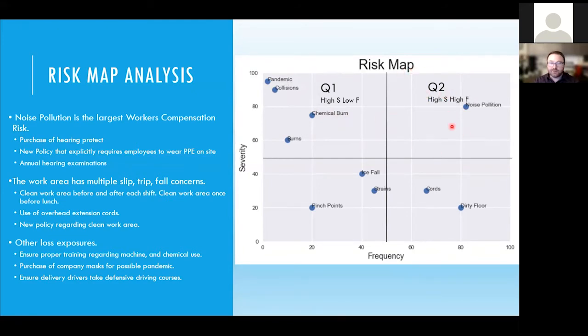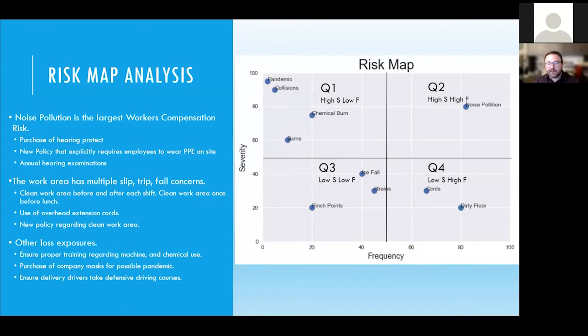So quadrant 2 is definitely where we don't want to be. That's the no-go area. Low severity, low frequency, this is where we want to be. So pinch points, they see pinch points as an issue. They exist. They haven't had anybody get a pinch point, but there have been a few close calls, so that's where they put that. Slipping and tripping on the ice, and strains.